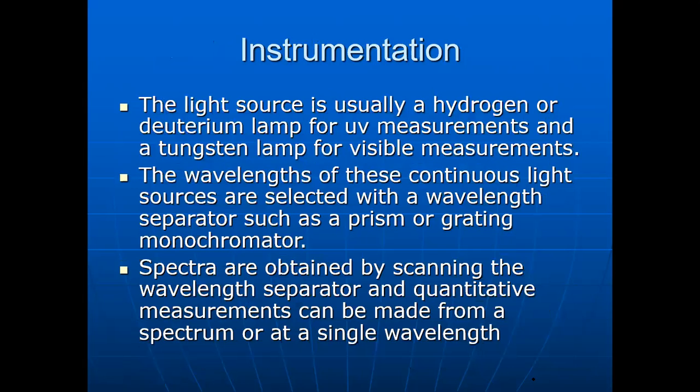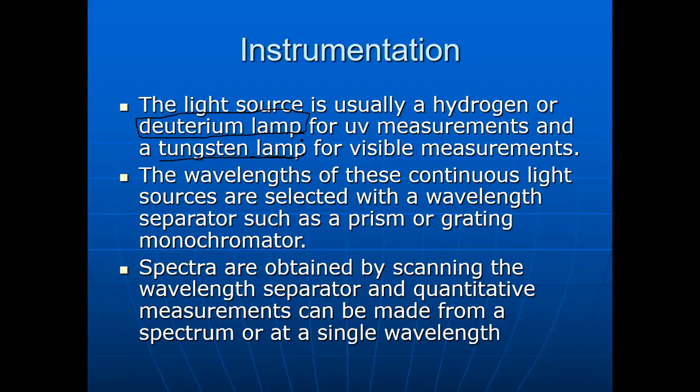But here this can also be used for qualitative measurement. Coming to the instrumentation, the light source is usually a hydrogen or deuterium lamp for UV measurements, and a tungsten lamp for visible. A tungsten lamp is like our regular bulb. Everyone knows the tungsten bulb. And deuterium lamp: if you have seen a phosphorus-analyzing spectrophotometer, you can see the deuterium lamp light there, the UV light, if you want to use UV.